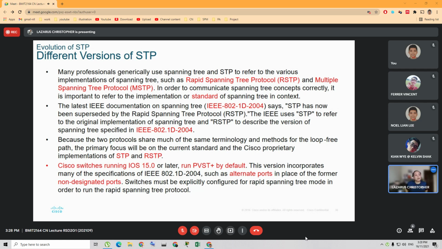So the older STP and the more recent IEEE version and Cisco version, because Cisco basically follows the IEEE, the terminology is the same, but sometimes it still reverts back. I notice sometimes they still put non-designated ports, but if you follow IEEE, it should be alternate ports. So switches must be explicitly configured for rapid spanning tree mode in order to run RSTP, which is what is indicated in the IEEE document. And this basically refers to Cisco.